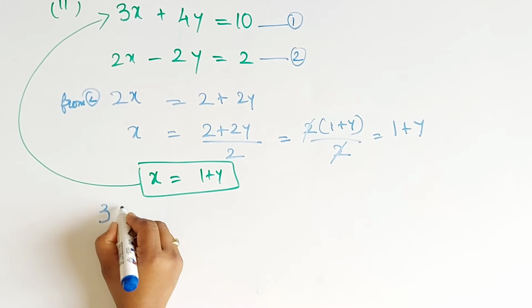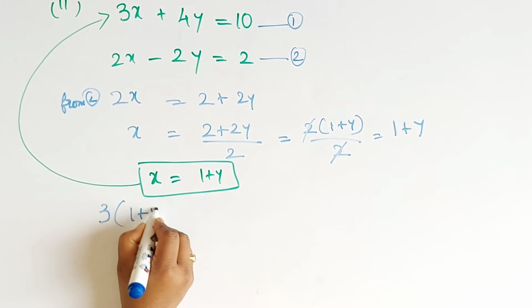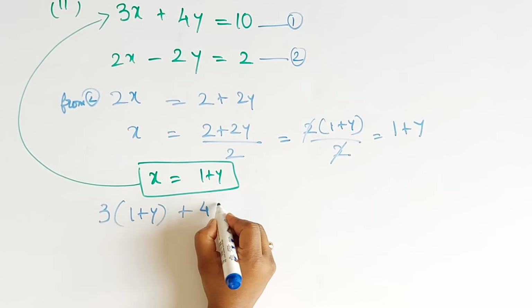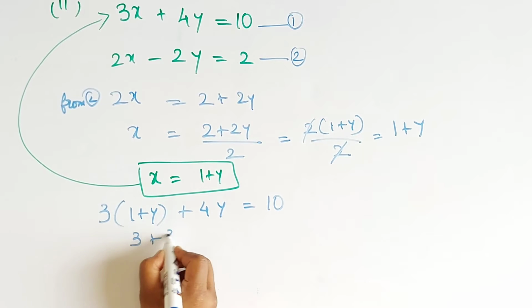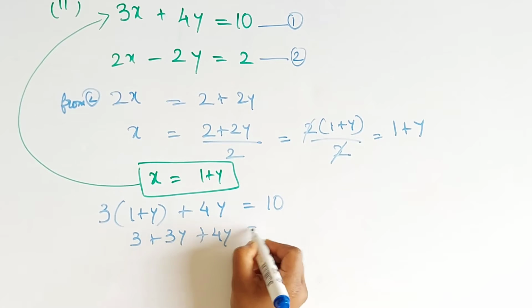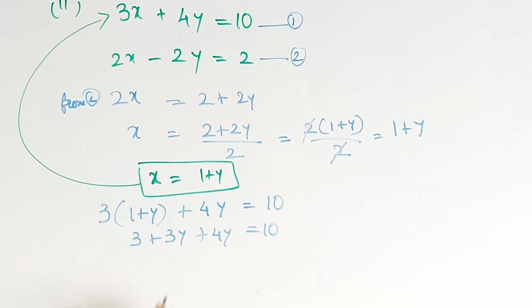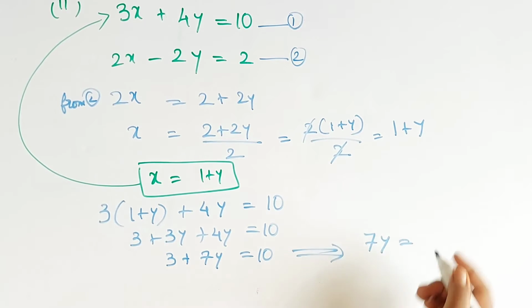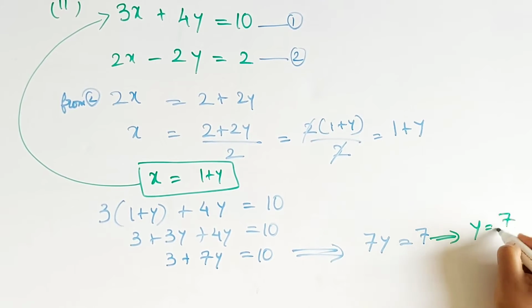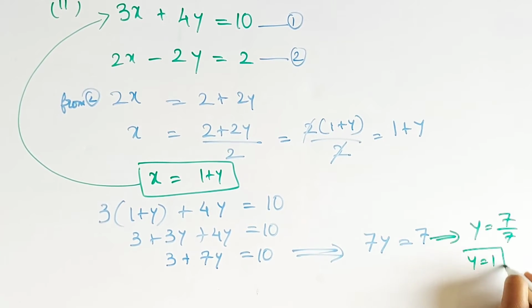Then 3 of x means 3 times (1 plus y) plus 4y equal to 10. 3 into 1 is 3, plus 3 into y is 3y, plus 4y equal to 10. Now 3 plus 7y equal to 10. From here 7y equal to 10 minus 3, that is 7. Therefore y value is 7 by 7, y equal to 1. Correct? So now we got the y value, we have to substitute it in the x value.